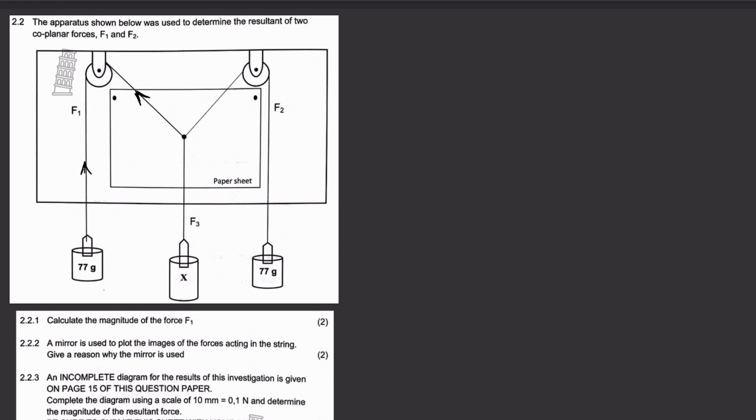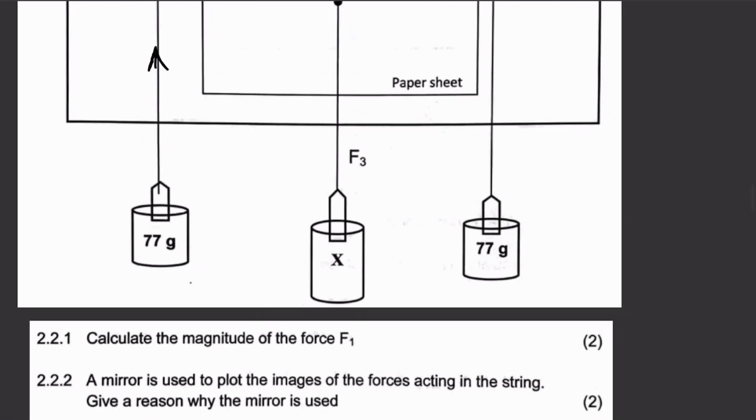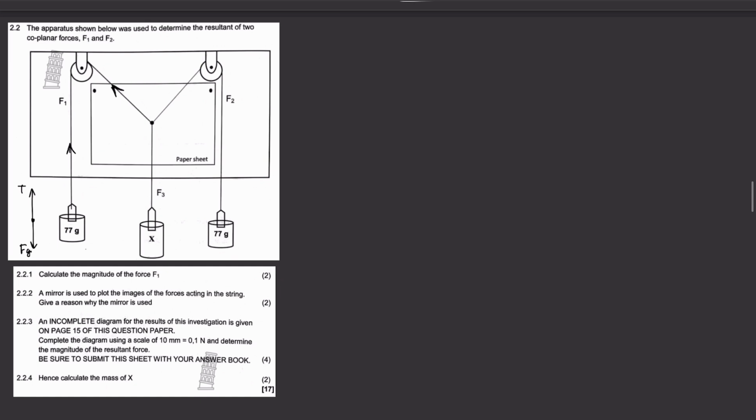If I draw a quick free body diagram for this, you're going to have tension pointing up and Fg pointing down. Since it's all stationary, Fg is going to equal tension. So for 2.2.1, we can say that tension, or F1, is equal to mg, which is equal to 77 over 1,000 multiplied by 9,8, and that is 0,775 newtons.